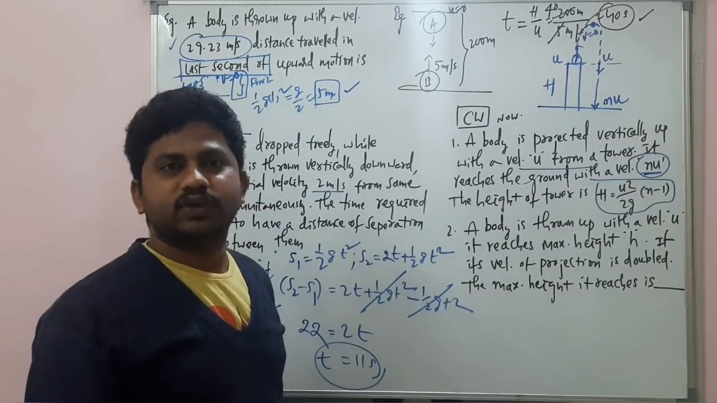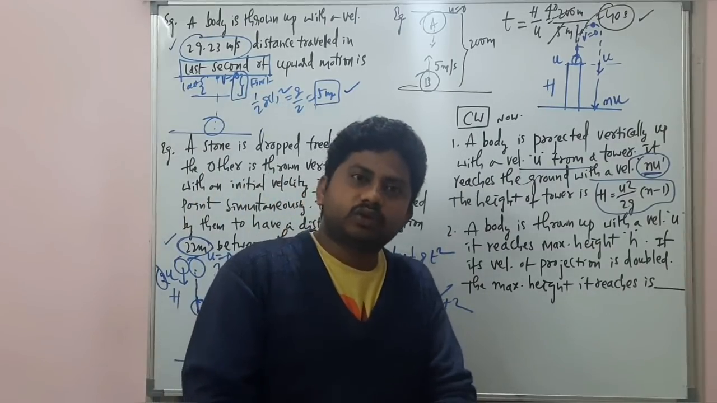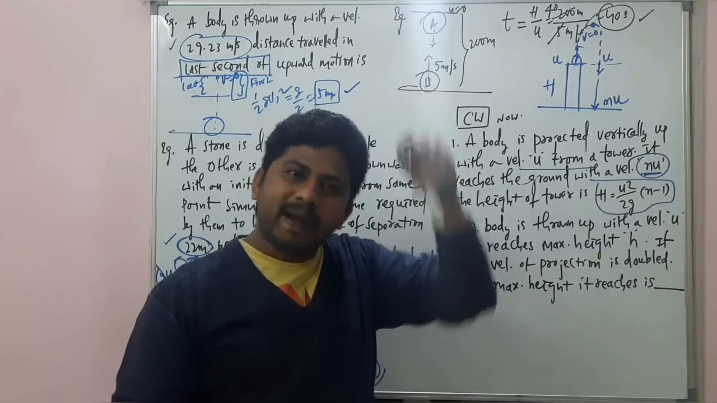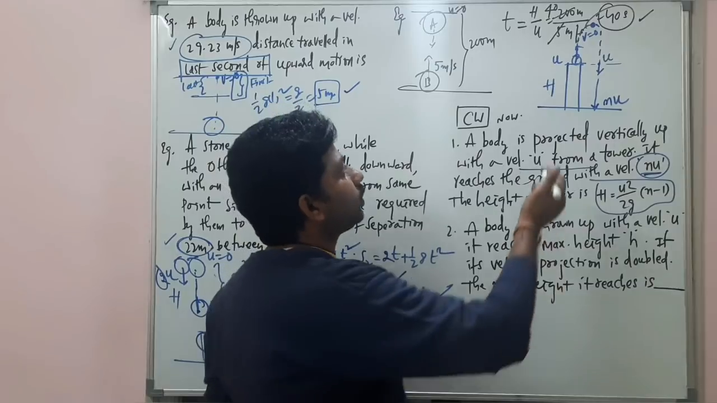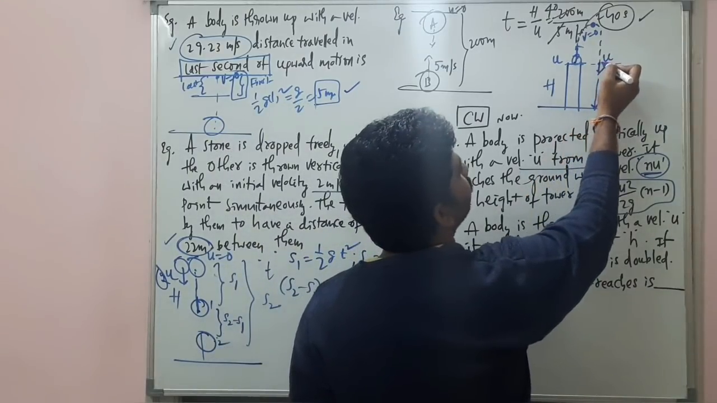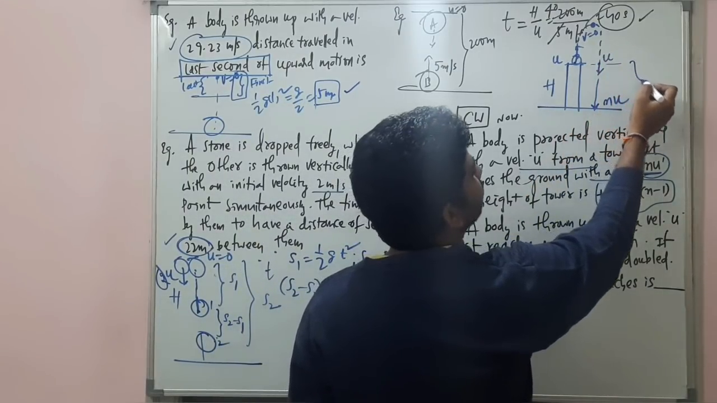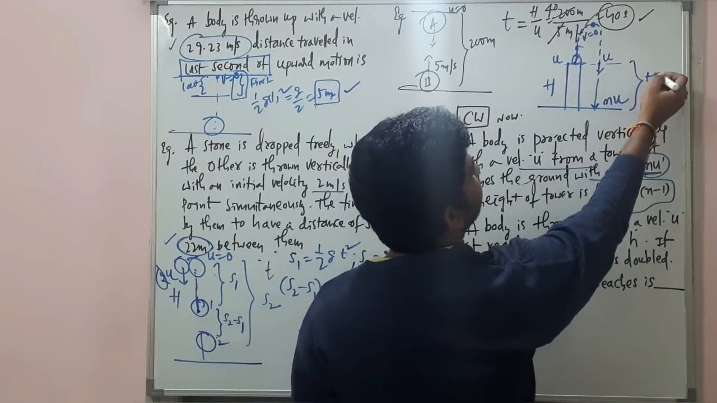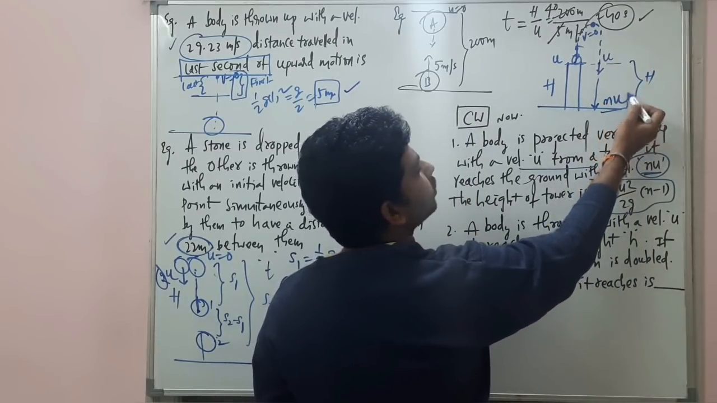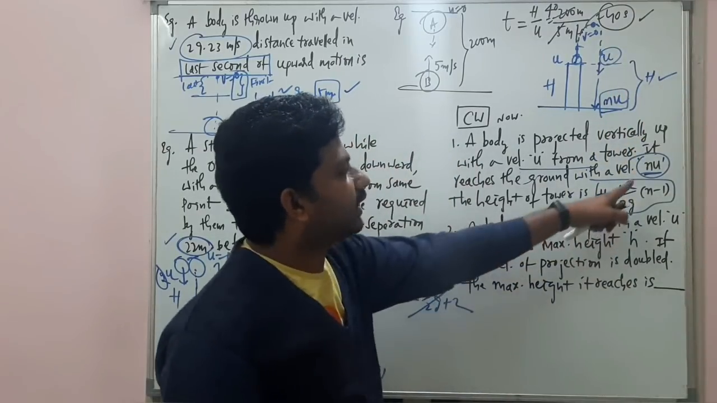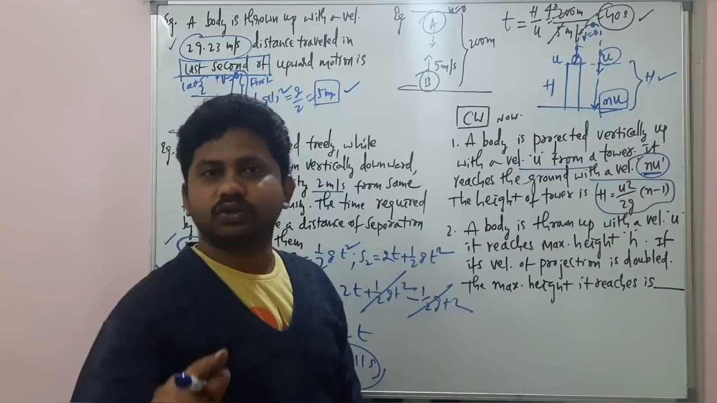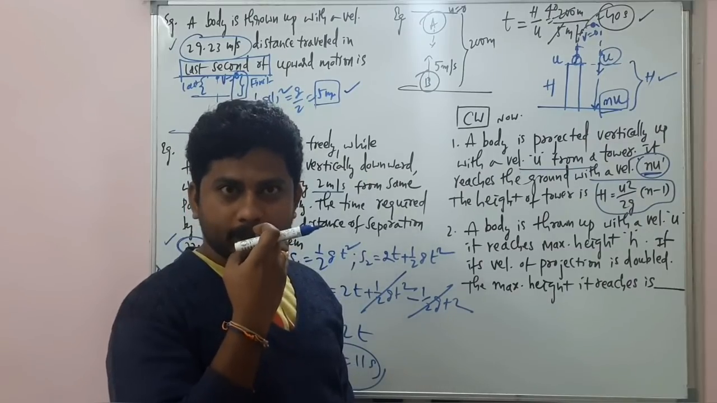Told you so many times, if you throw the body from the ground with 20 meters per second, it reaches back to the ground with the same 20 meters per second, my dear students. So then what happens? So this u and u will be same. So here, h is the height of the tower. So let's use v square minus u square is equal to 2gh. You get this. I need your solution right now.